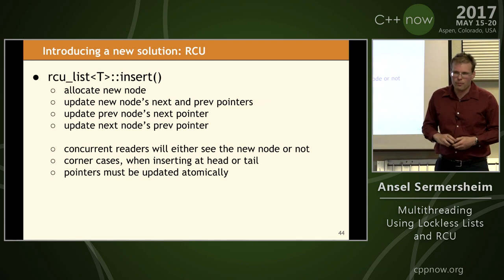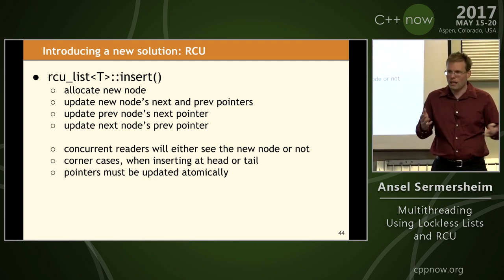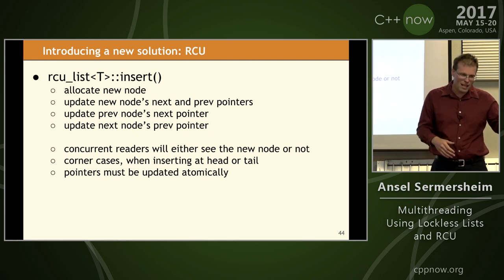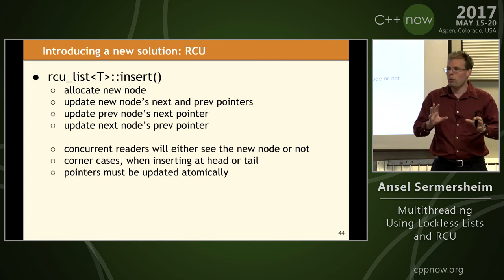So in order to do an insert, we allocate a new node, we update the next and previous pointers of that node, and then we link it into the list by updating the pointers of the adjacent nodes. And concurrent readers will either see the new node or they won't. That's okay, because we're not making guarantees about consistency here. We're just making guarantees about correctness. So if a reader is reading the list at the same time, they may or may not see the new node. They are guaranteed to traverse from a beginning to an end of a list in a consistent fashion and not see partial nodes or jump off into nowhere.